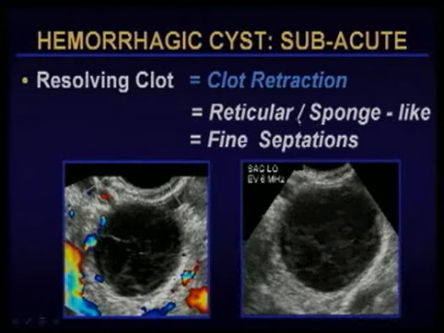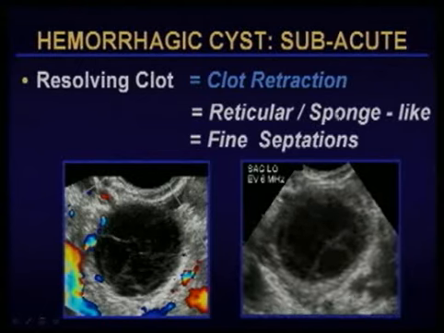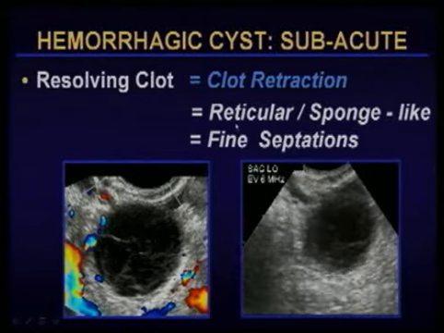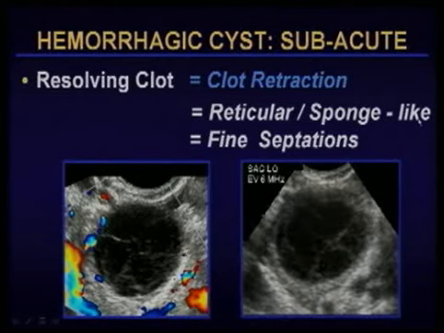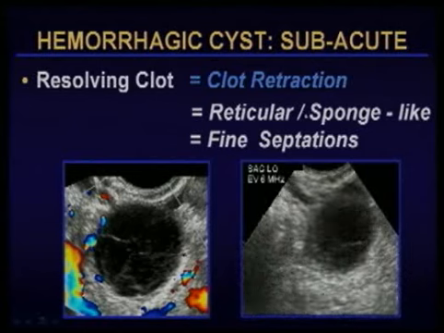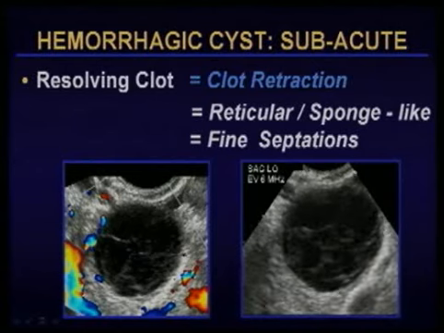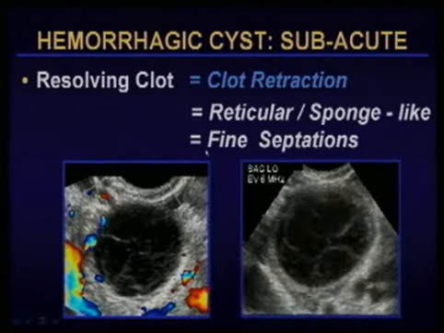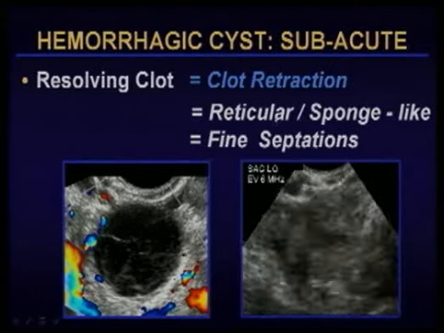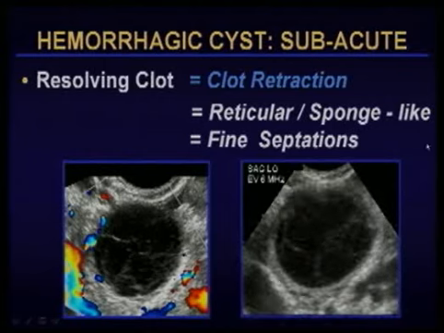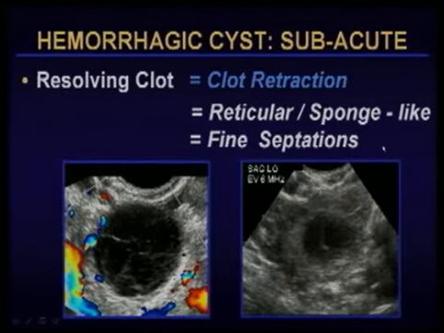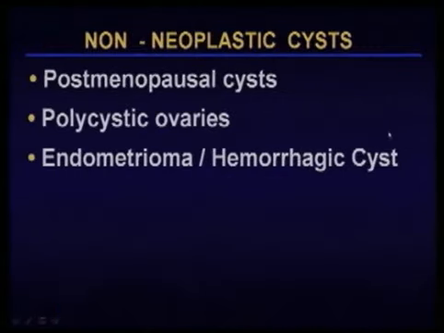There are many other adjectives and descriptive terms you can use, such as it's a reticulated process. It is sponge-like. Perhaps consider the word cobweb in appearance, but if you're going to use the word septation, say they're fine. You might want to say they're fine linear echoes, as opposed to septation, to avoid the word septation in your report, which could be confusing to a clinician.